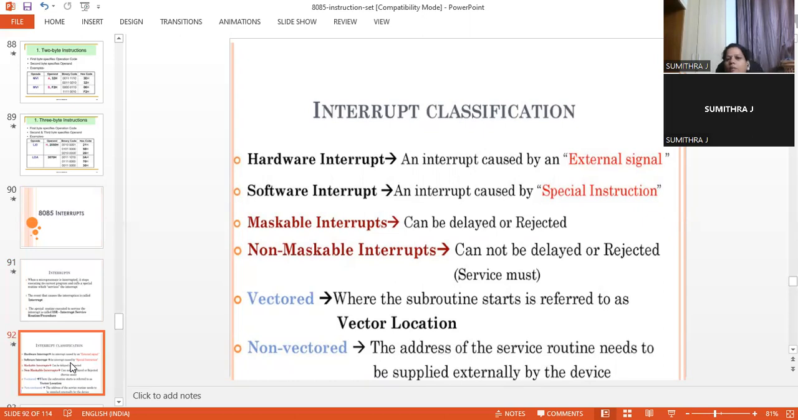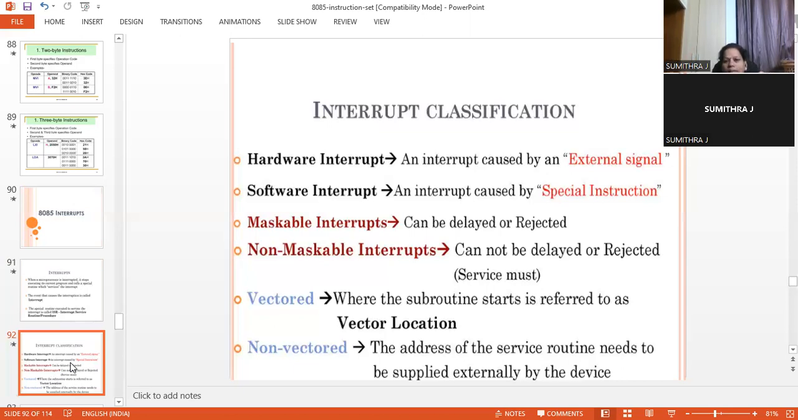So, what do you mean by a hardware interrupt? Whenever an interrupt is raised by means of an external signal, that is, it is not created by the elements present inside the processor, but is created by an external signal, by means of external devices, it may be a printer or a monitor, whatever it may be, right? If an interrupt is raised by means of an external signal, then it comes under hardware interrupt.